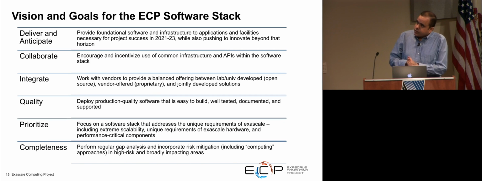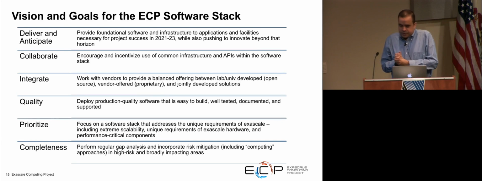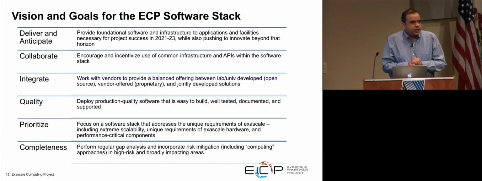The second one is collaborate. There are so many pieces to this stack that there has to be some common infrastructure and APIs that they need to agree to so that everything works. And we are also encouraging the software projects to expose parts of their software or build APIs so that others can use it. There may be components that are useful to others but are internal to many of these software packages, but that needs to be exposed. So that kind of activity is also going on.